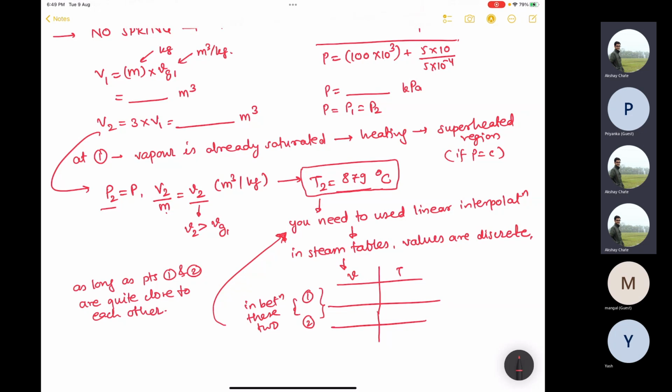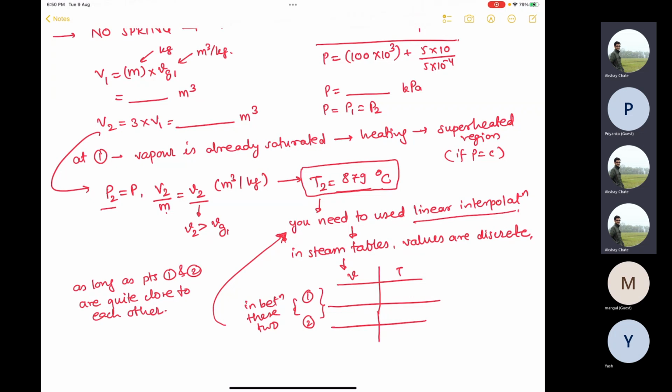If the data points in your steam tables are far apart, let's say 100 degrees Celsius apart, then linear interpolation may not be a correct idea. But if the points are, let's say, 10-20 degrees Celsius apart in an 800 degrees Celsius range, then it's okay. You can do the linear interpolation and arrive at the intermediate values. So these are the important points, and this linear interpolation is required everywhere.